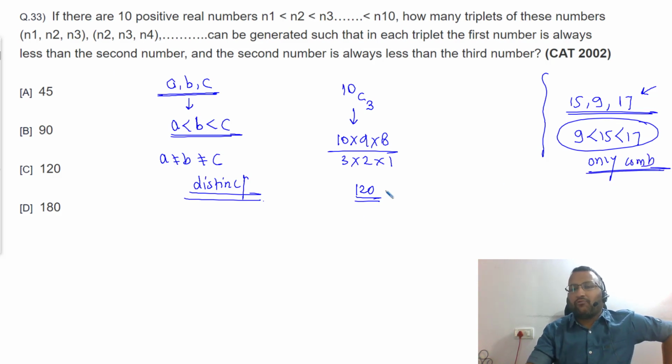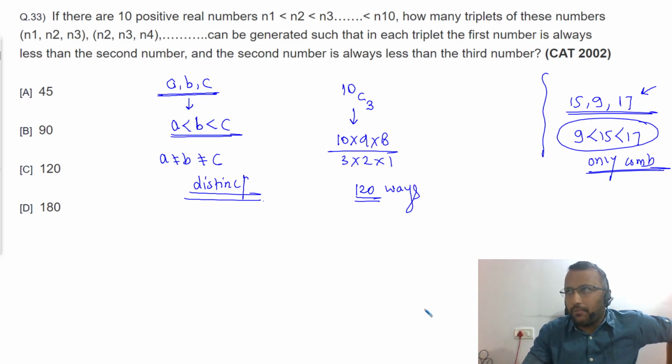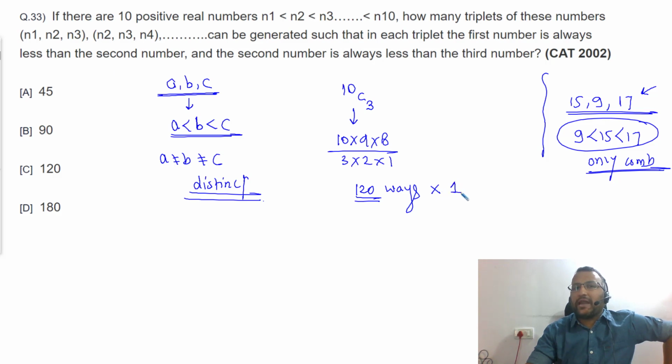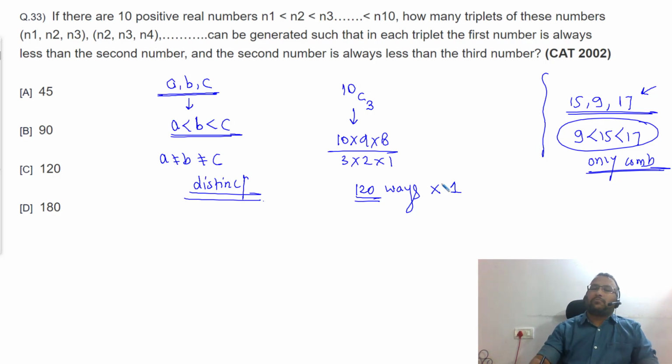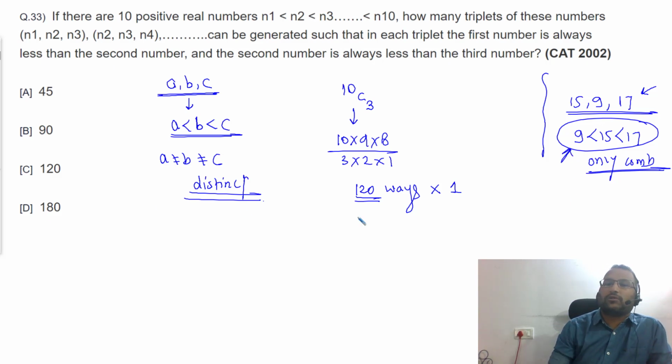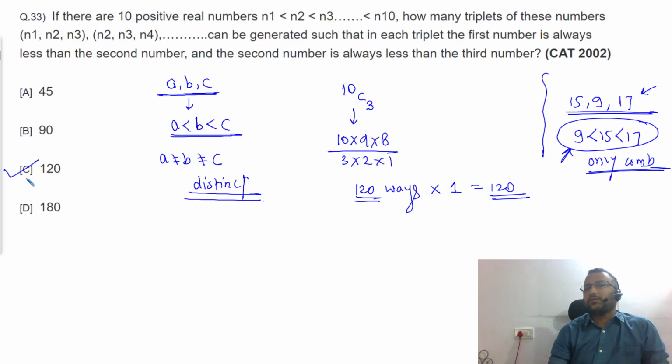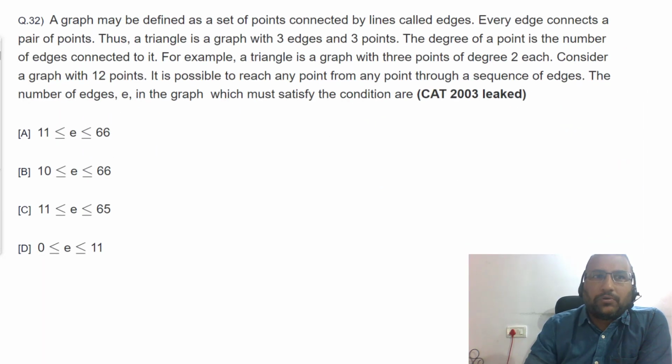So total there are 120 ways in which we can choose 3 numbers out of 10 numbers, and for every way there is only one way where we can arrange them in the ascending order. Okay, choose any 3 numbers, there is going to be only one way where they are in the ascending order. So the answer of this question is 120 ways into 1, that is equal to 120 is the final answer of this question number 33.